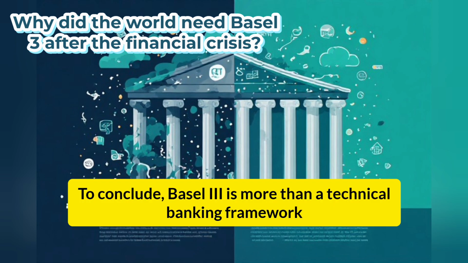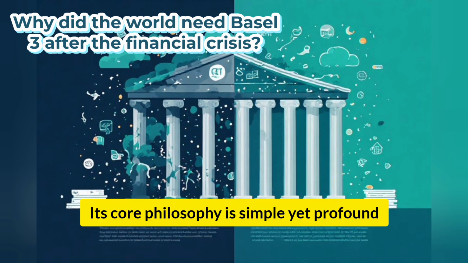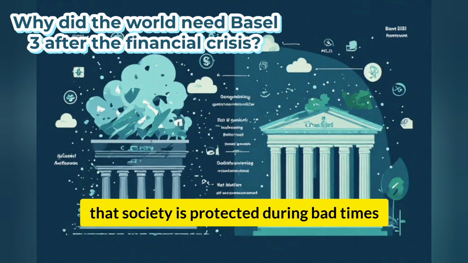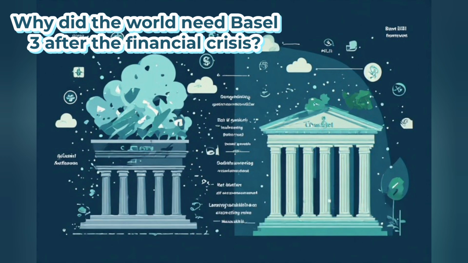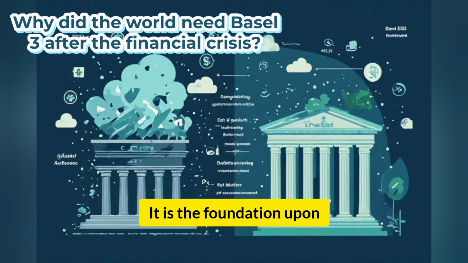To conclude, Basel III is more than a technical banking framework. It is the financial system's insurance policy against instability. Its core philosophy is simple yet profound. Banks should build strength during good times so that society is protected during bad times. Because in modern economies, banking stability is not merely a financial objective. It is the foundation upon which growth, investment, and public trust ultimately rest.